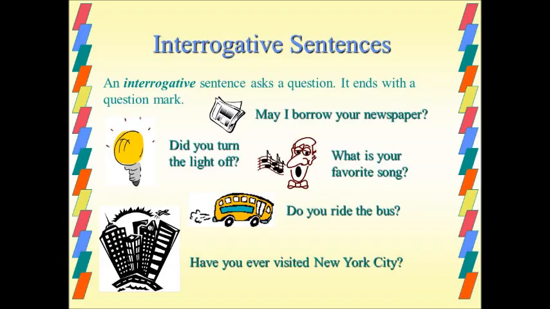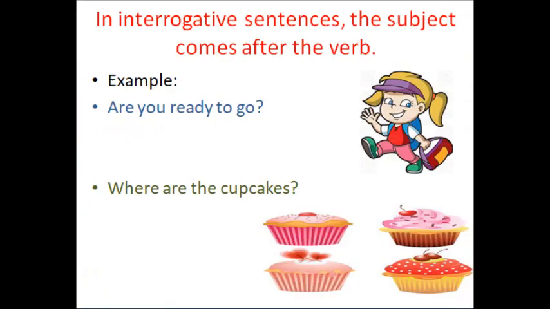Okay? And the last point is in interrogative sentences. So what are interrogative sentences? Sentences that ask a question and end with a question mark are called interrogative sentences. So, in interrogative sentences, the subject comes after the verb. For example, are you ready to go? So, you is the subject. Where are the cupcakes? So, we are talking about the cupcakes. So, the cupcakes are the subject. Okay. So, in interrogative sentences, the subject comes after the verb. I hope children you have understood this.